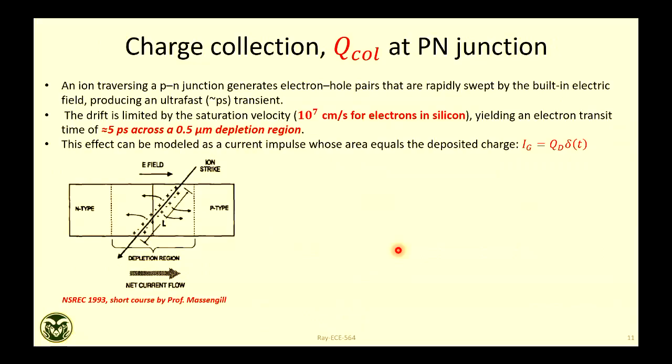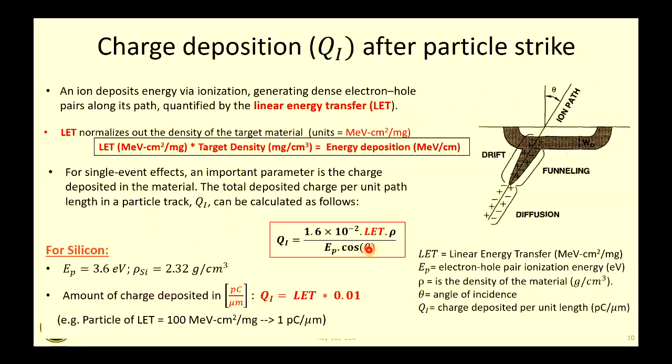Here you assume theta equal to 0, normal incidence. But this is a good question. In homework you'll be tested. An angle will be given to you. Based on the angle, you just divide by cos theta basically. So cos 0 is 1. So this is the least amount. But if you come in at a certain angle, you can deposit more charge.